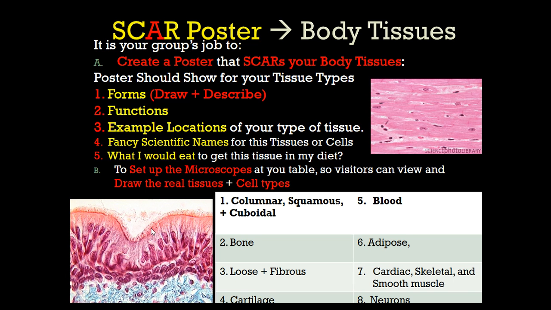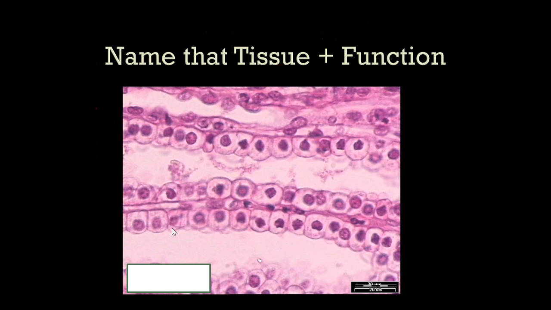Each of those microvilli increases the surface area, thereby increasing the ability of this cell to absorb more and more nutrients from something like your small intestine. What we're going to play now is a game called Name That Tissue and Function.